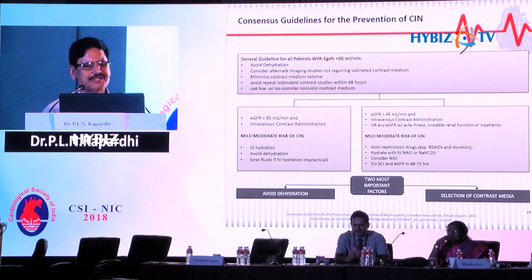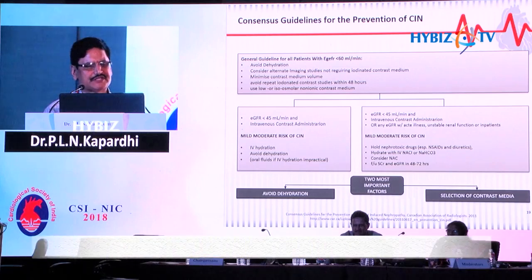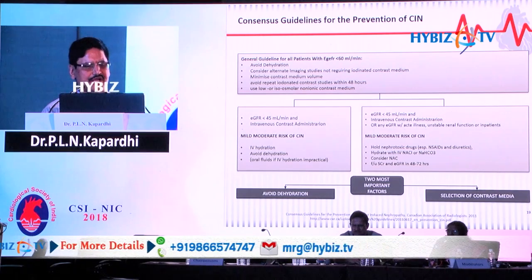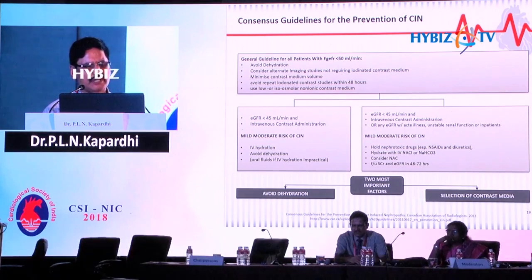For patients who have eGFR less than 40 ml, who require intravenous contrast administration, and with mild to moderate risk of contrast nephropathy, IV hydration is needed prior to the procedure, and you have to avoid dehydration with oral fluids or IV hydration. When a patient has eGFR less than 40 ml and any associated illness or unstable renal function, also hold nephrotoxic drugs like NSAIDs or diuretics, hydrate with IV sodium chloride or sodium bicarbonate, consider N-acetylcysteine, and follow up with serum creatinine as well as eGFR around the second and third day.